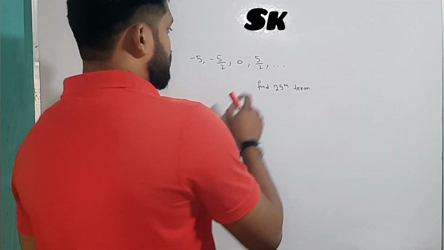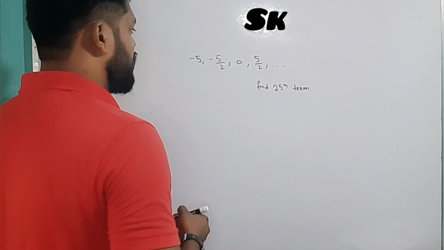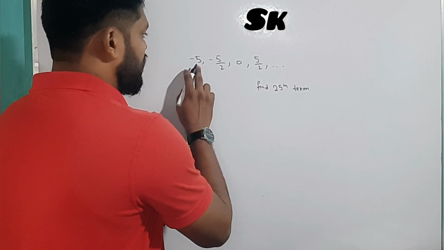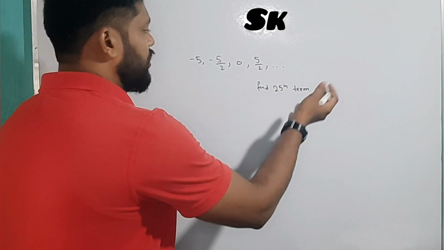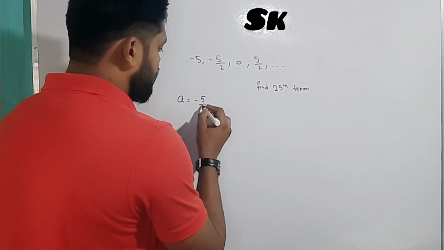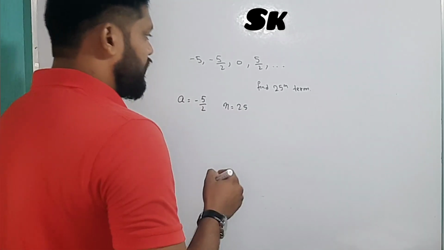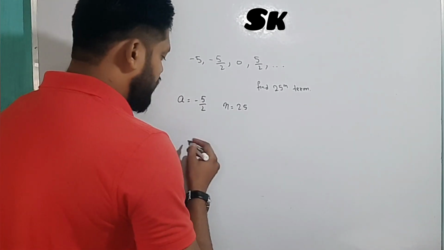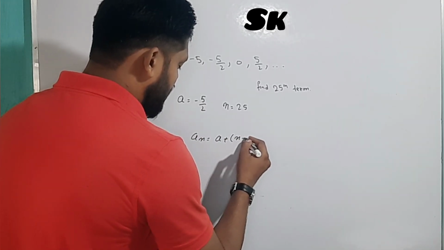So this is the next question. What do we have to find out? We have to find out the 25th term. As I already explained, what is a? The first value is a, and the 25th term means the number n. So let us write all the values one by one. A is equal to minus 5 by 2, and n is equal to 25. To find the 25th term, what is the formula? An is equal to a plus n minus 1 times d.